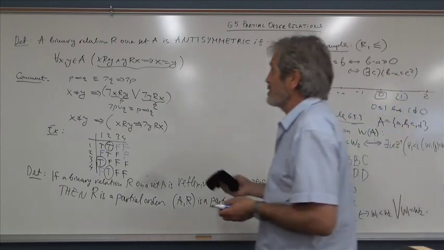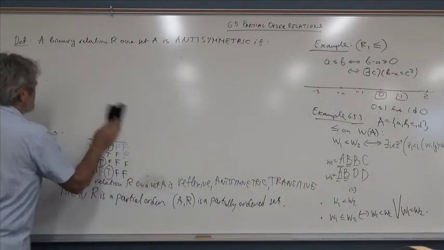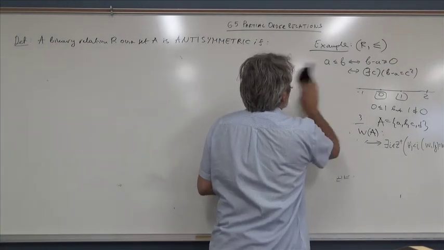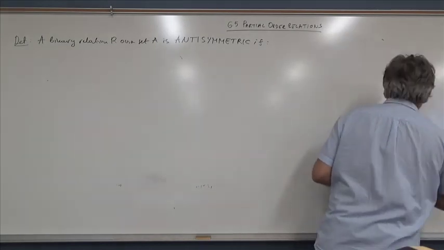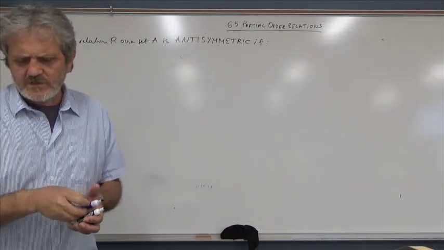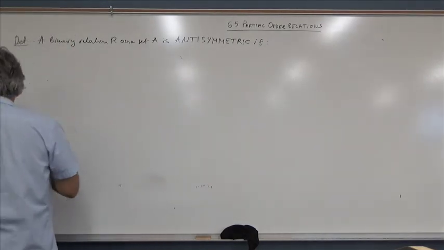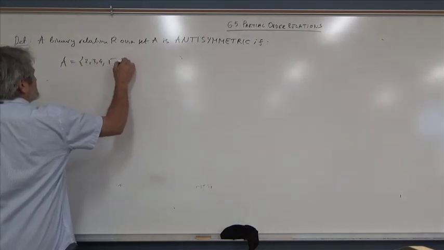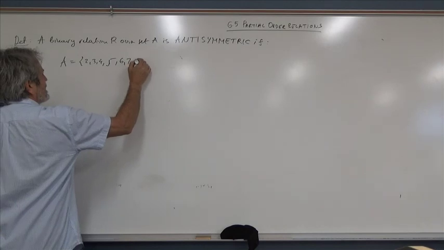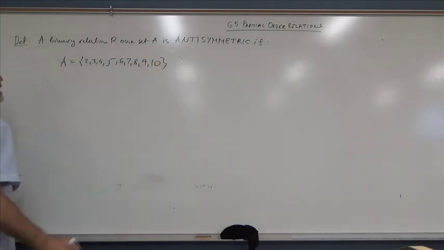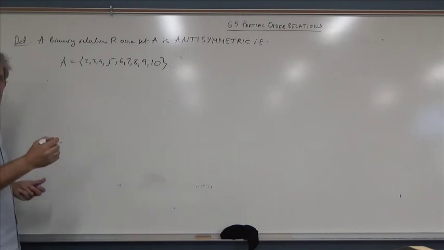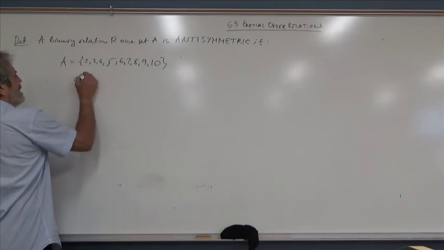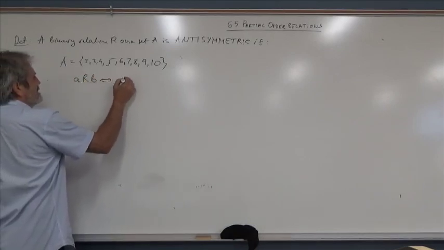That's why actually the best example is the one that I want right now. And that example looks like this. We take numbers from 2 to 10. So A is 2, 3, 4, 5, 6, 7, 9, 10. And we'll define a relation. How did I call it? R, I think so. a R b if and only if a divides b.